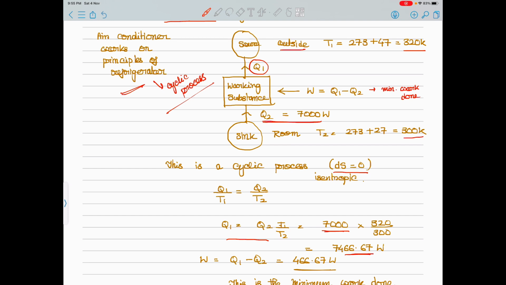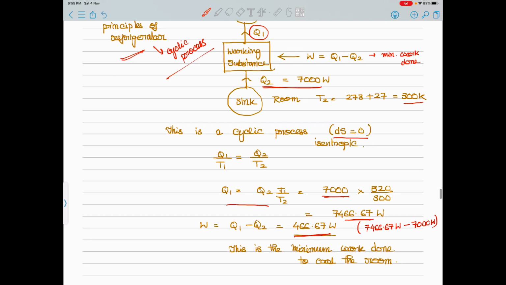7466.67 watts. Therefore the minimum amount of work done will be Q1 minus Q2, which is 7466.67 watts, the amount of heat lost by the working substance towards the source, that is the outside, minus the amount of heat coming into the room, that is 7000 watts. So that is nothing but 466.67 watts. This is the minimum work done to cool the room.